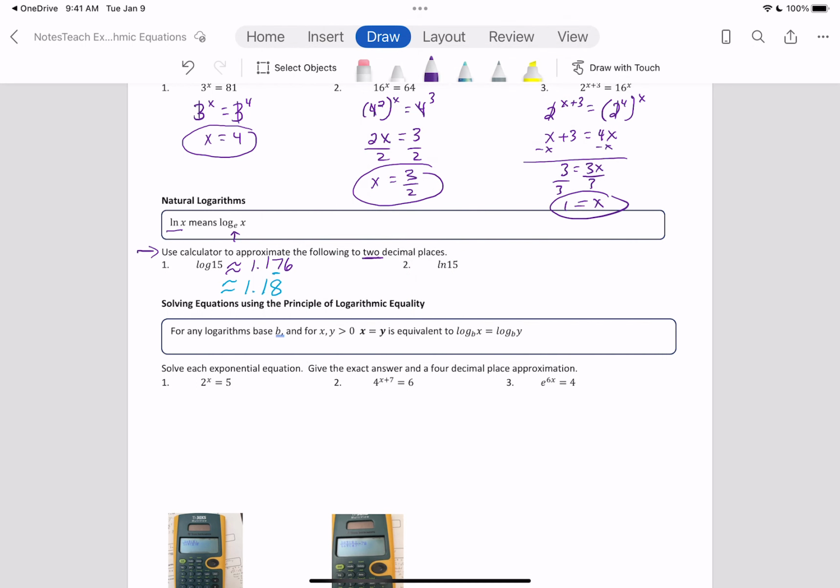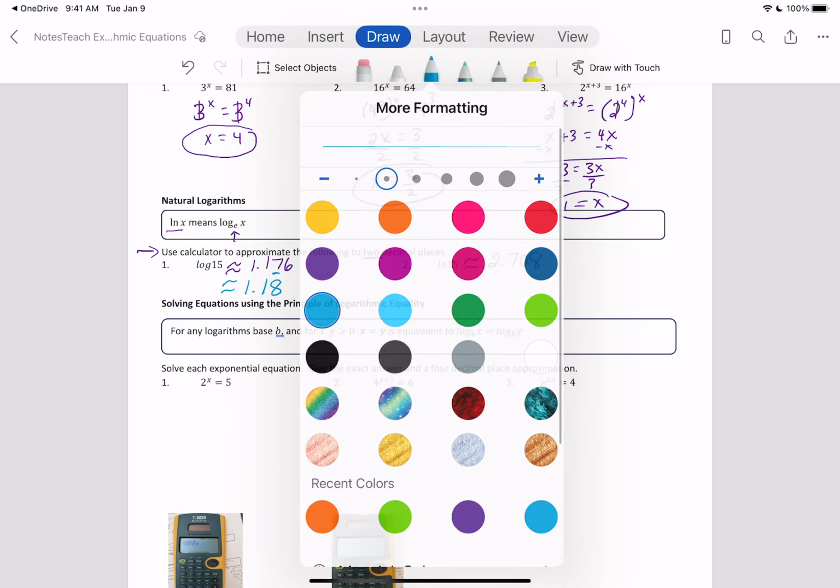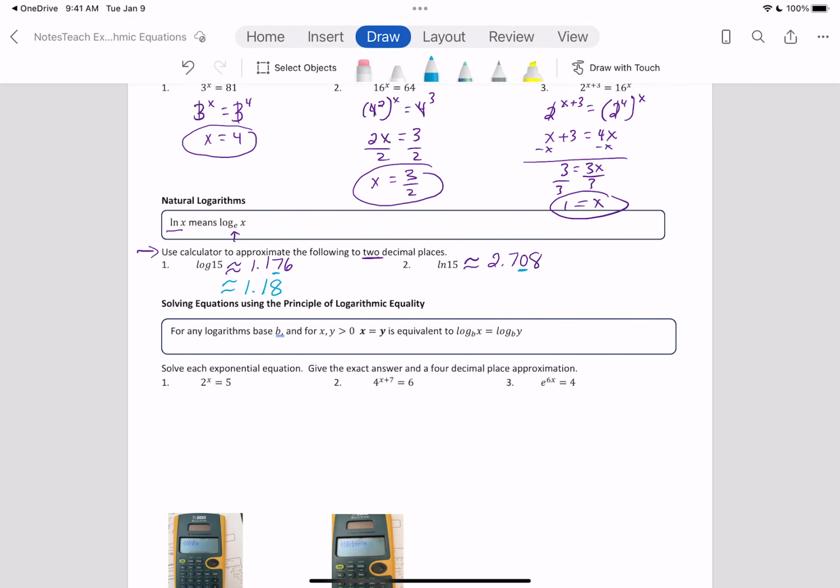And then the second one is the exact same idea. I just want you to locate the LN button on your calculator and enter LN of 15. When I did that, I got 2.708. Then again, this is my second decimal place, so I'm going to round up that 0 to a 1.